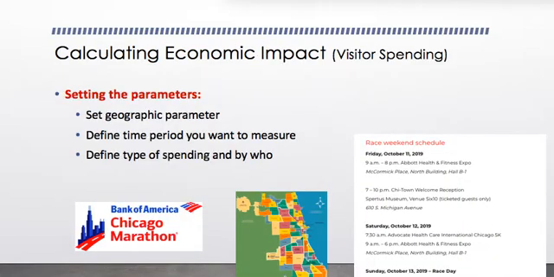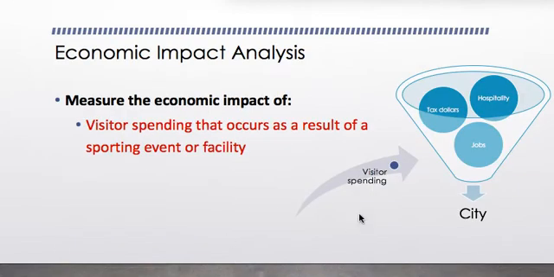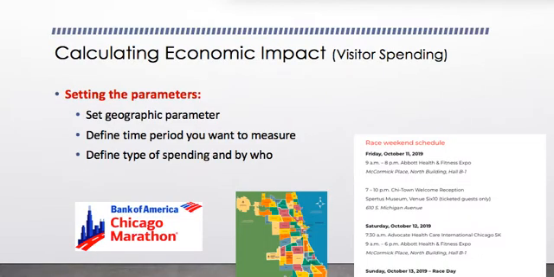Okay, so how do we actually calculate economic impact? Well, first we have to understand and put some things out there in terms of this concept of visitor spending, right? We know that in order to assess economic impact, we're looking at visitor spending. So people that don't live in the community coming into that area and then spending money while they're there. So you have to set a few parameters in order to calculate economic impact.